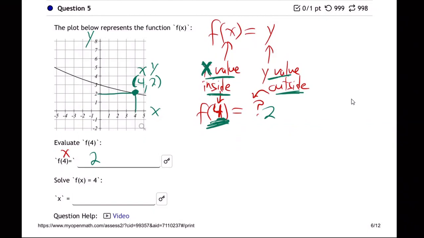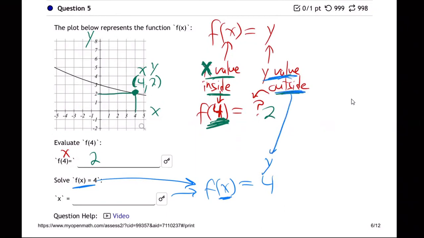Okay, well, how about the next question then? On the next one, they're saying f of what x value equals 4. See right here? So they're saying what x value goes with a what? A y value. Remember, because whatever's outside is the y value. What x value goes with a y value of 4?